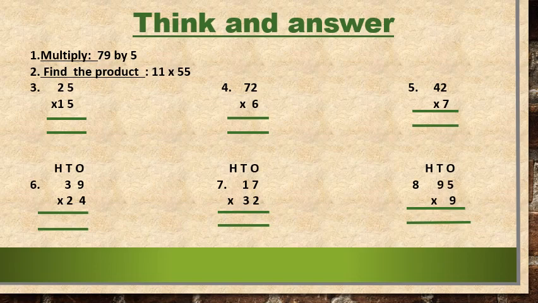So now is the time for think and answer. So girls, please take out your exercise book and start writing. Number 1. Multiply 79 by 5. Number 2. Find the product. 11 into 55. Number 3. 25 into 15. Number 4. 72 into 6.